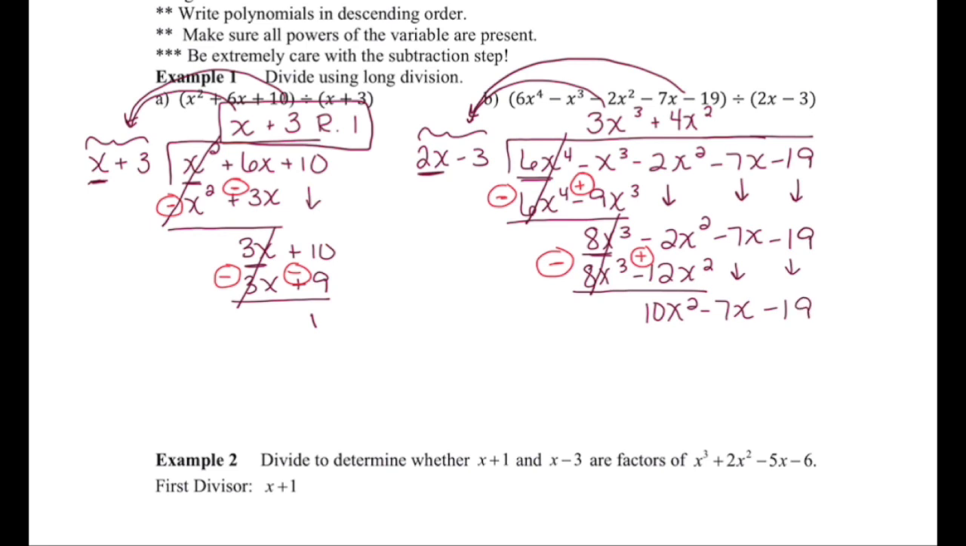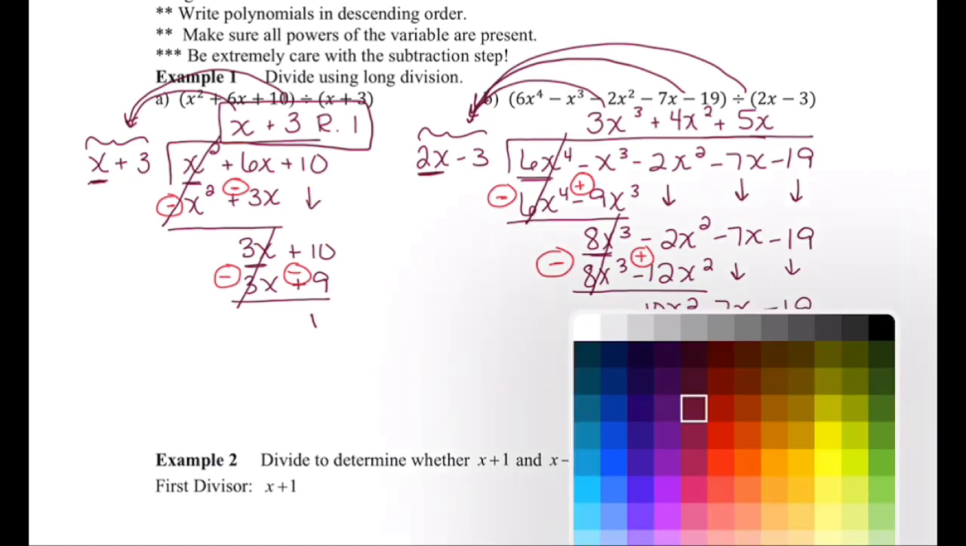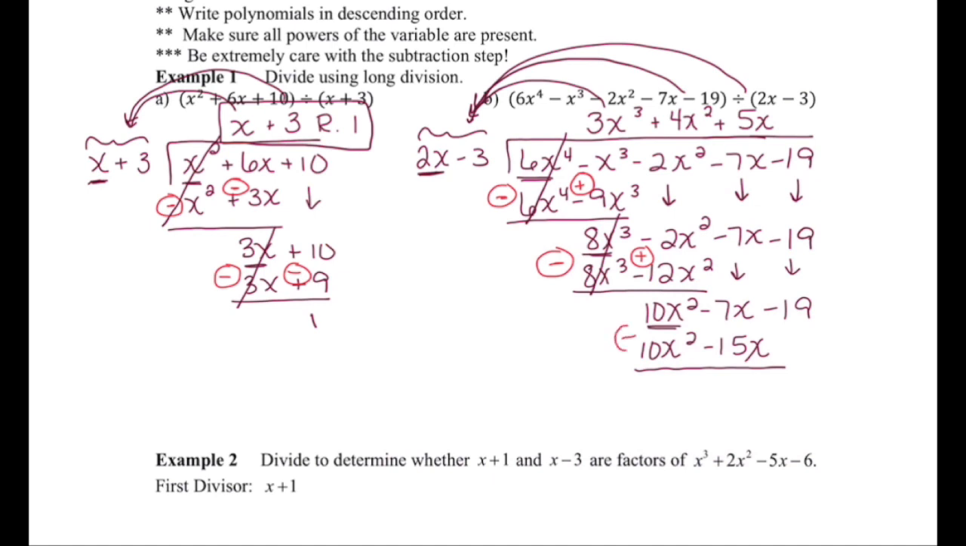And we start again. I have 2x. What can I multiply 2x by such that I get 10x squared? Well, 2 times positive 5 will give me 10, and we need 1 more x to reach x squared. And then we'll multiply by everything on the left. 5x times 2x is 10x squared. 5x times negative 3 is negative 15x. We'll change our signs, so this turns to a negative and this will turn to a positive.